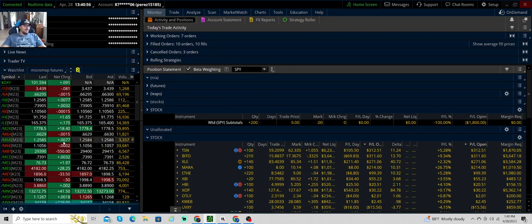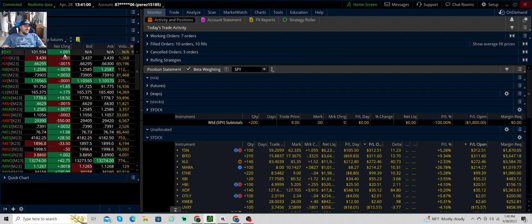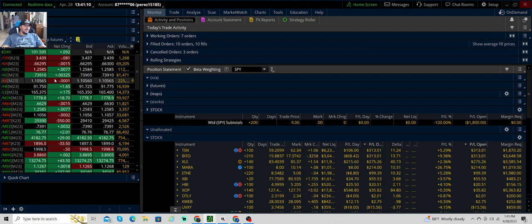And let's take a look at the futures. Dollar is up 9 cents to 101.59. Interest rates are down 8 bips to 3.43. Foreign currencies are mixed, with the Aussie and the Euro down a little bit, and the pound and the loonie are up. Hogs up $1.65. Those things have been rallying.